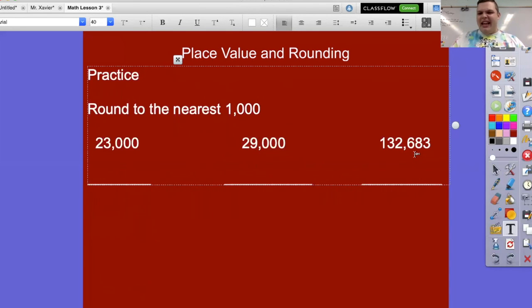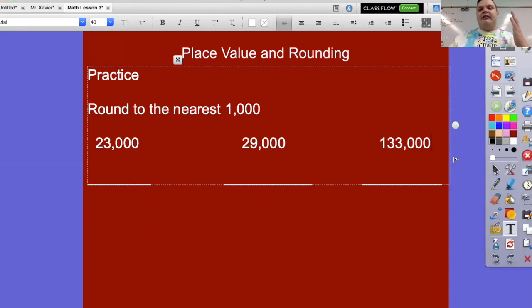This one, 132,683. That's just hard to say. Let's round it. Let's go to the thousands place. It's a 2 this time. We have to go backwards. It's a 6. The 6 is more than 5. So we have to increase this by 1. So 2 goes to 3. And then we have to change all of these to 0 at the end. Those numbers, look at them. They're much easier to work with.